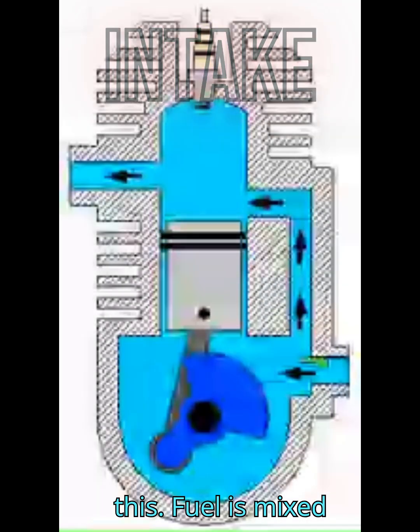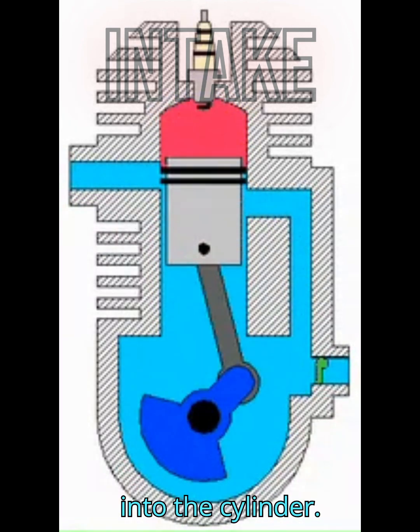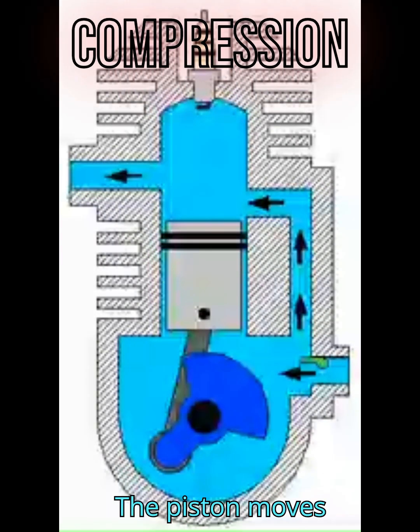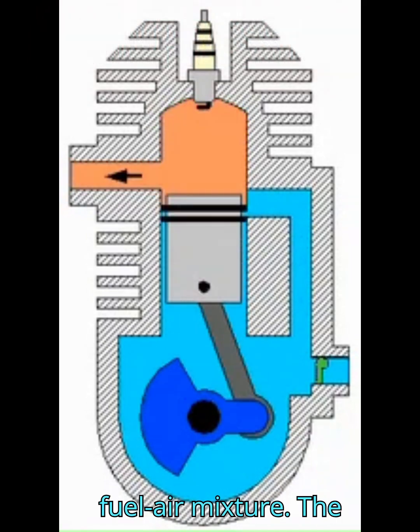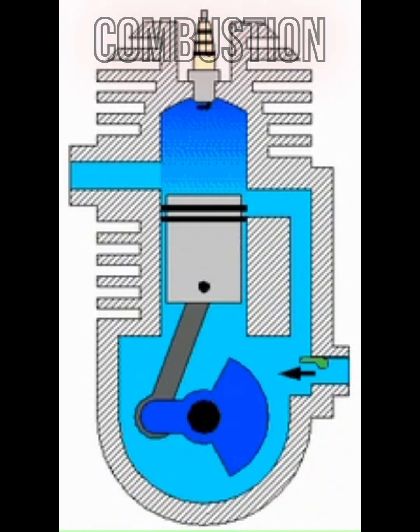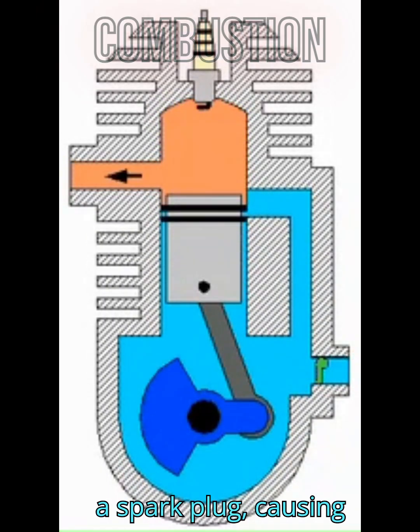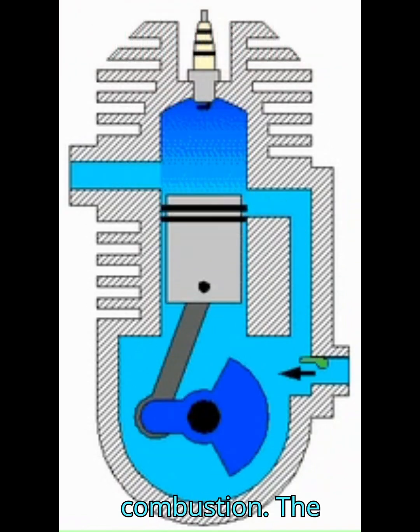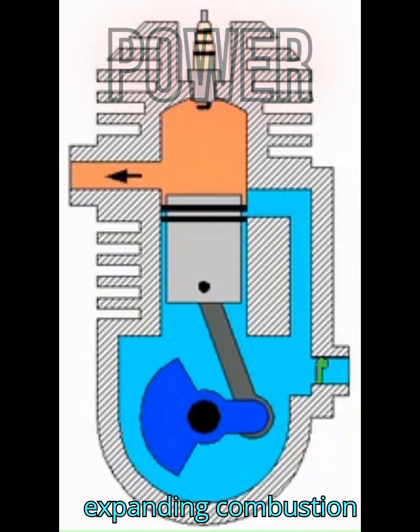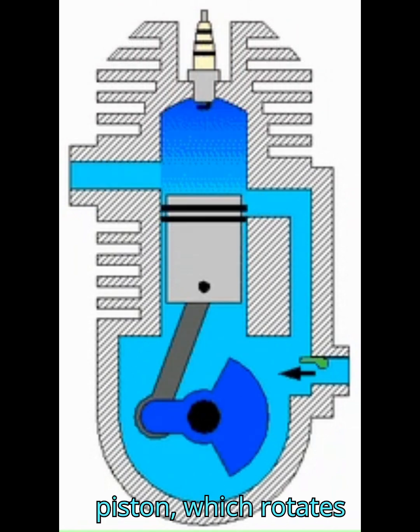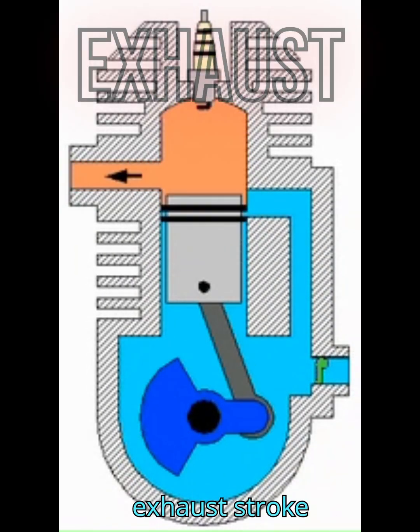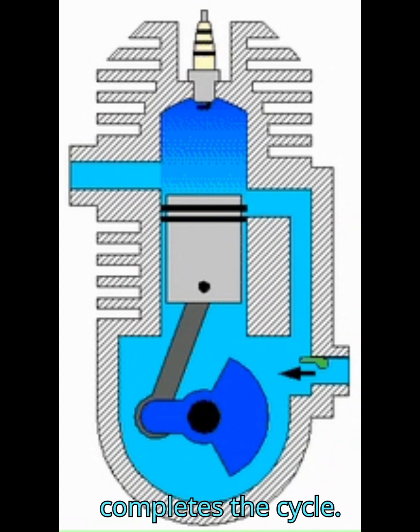Intake. Fuel is mixed with air and inducted into the cylinder. Compression. The piston moves down, compressing the fuel-air mixture. Combustion. The mixture is ignited by a spark plug, causing combustion. Power. The expanding combustion gases push the piston, which rotates the crankshaft. Exhaust. The exhaust stroke completes the cycle.